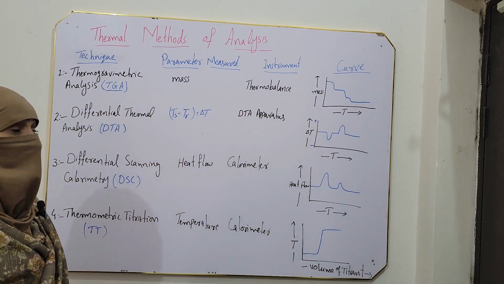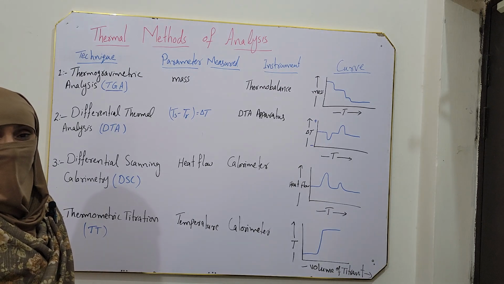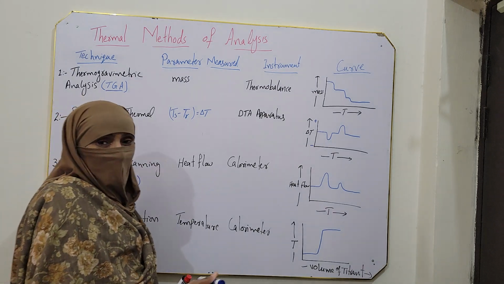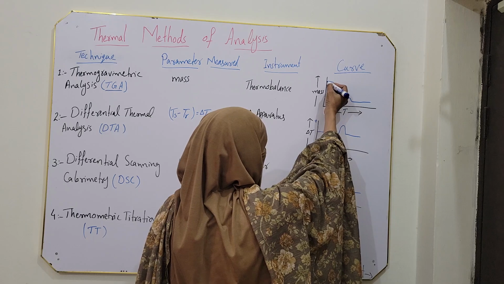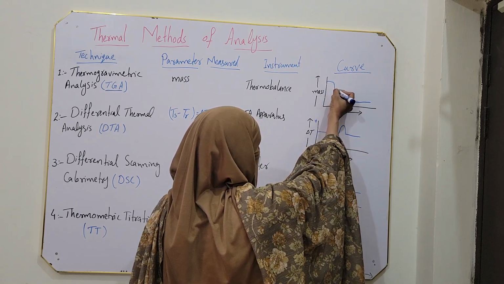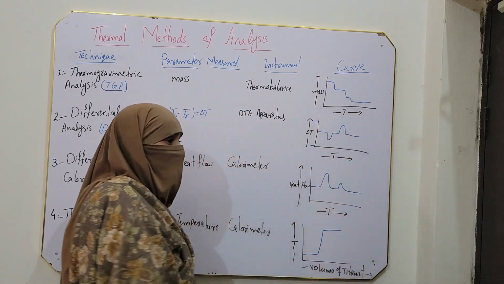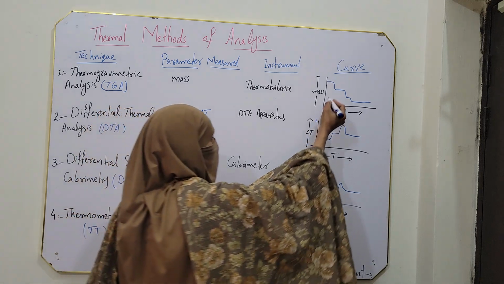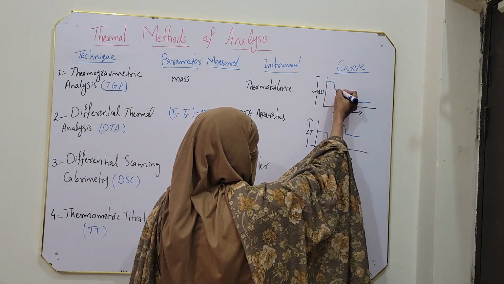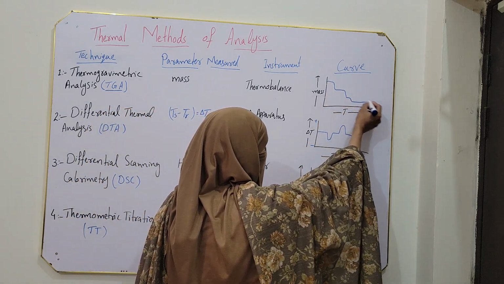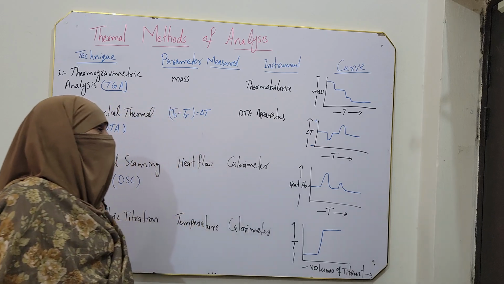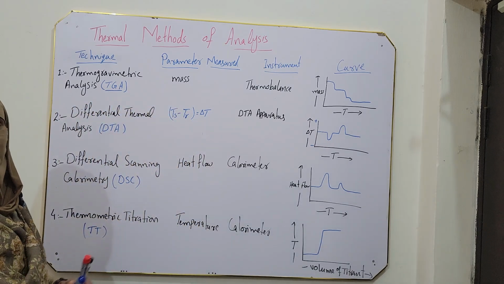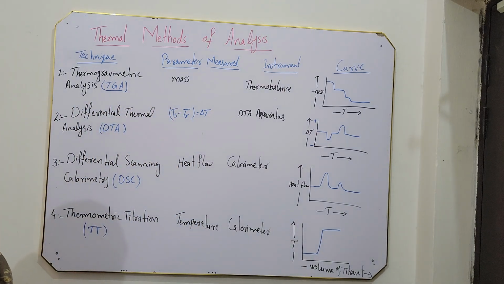By increasing temperature, the changes which occur in the mass of the sample are recorded. For example, when the sample is heated, degradation occurs, different gases are evolved, and the mass of the sample gradually decreases. So the change in mass of the sample is measured as a function of temperature. This is thermogravimetric analysis, TGA.